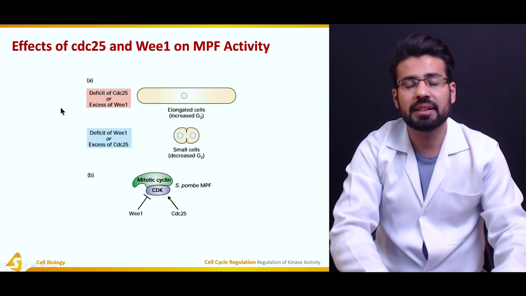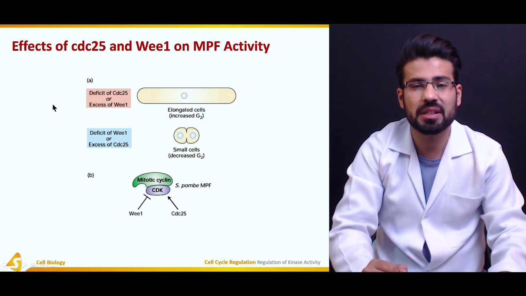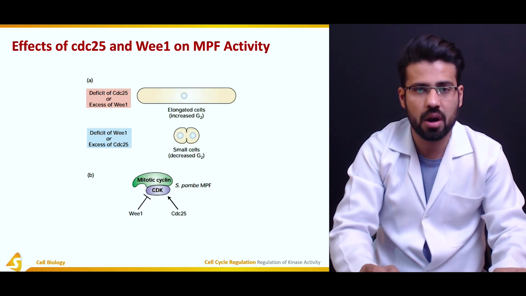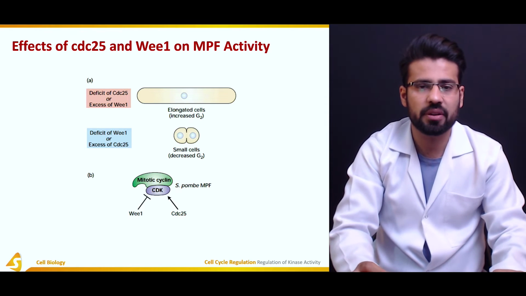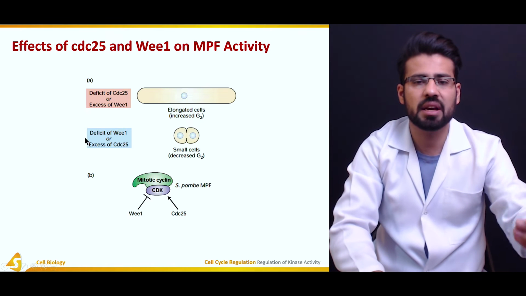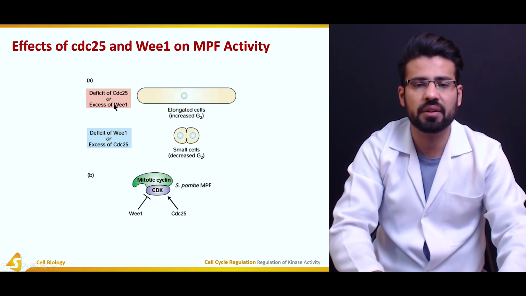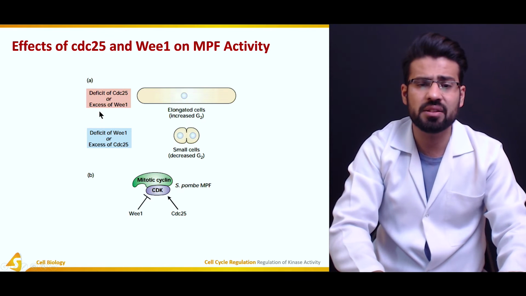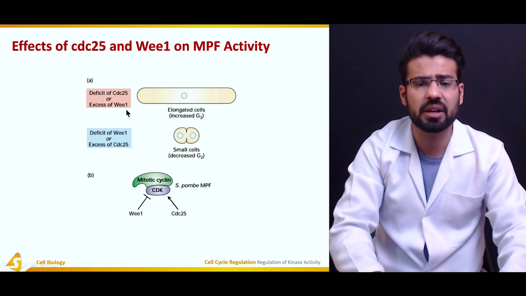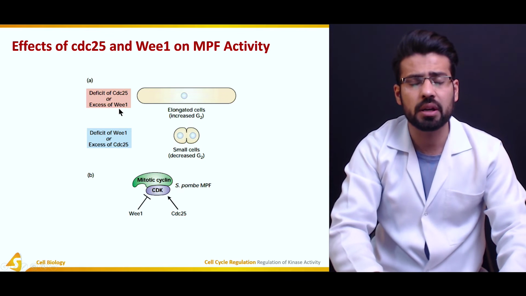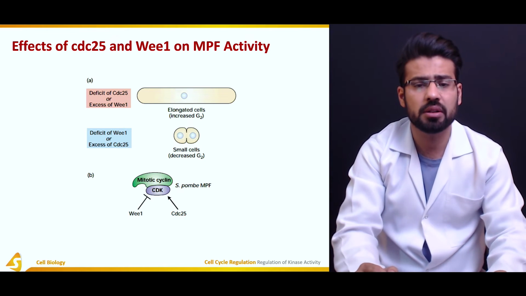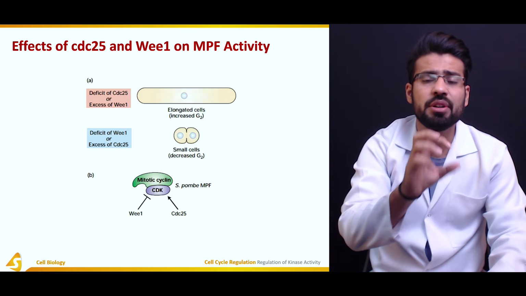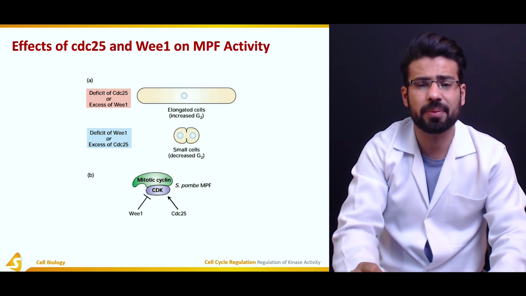So let's start with the discussion of the effects of CDC25 and Wee1 on the MPF activity. What happens in this particular case, we take an example of a deficit of CDC25 or an excess of Wee1. An excess of Wee1 in this case causes the inhibition of the cyclin CDK complexes.